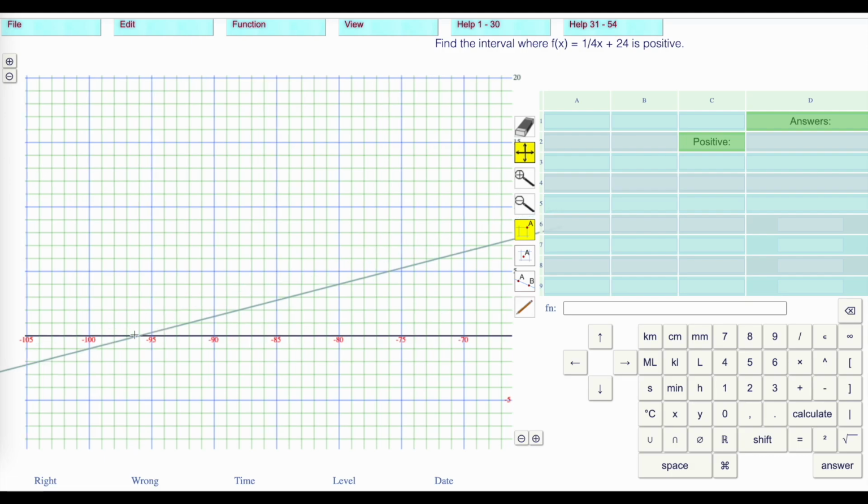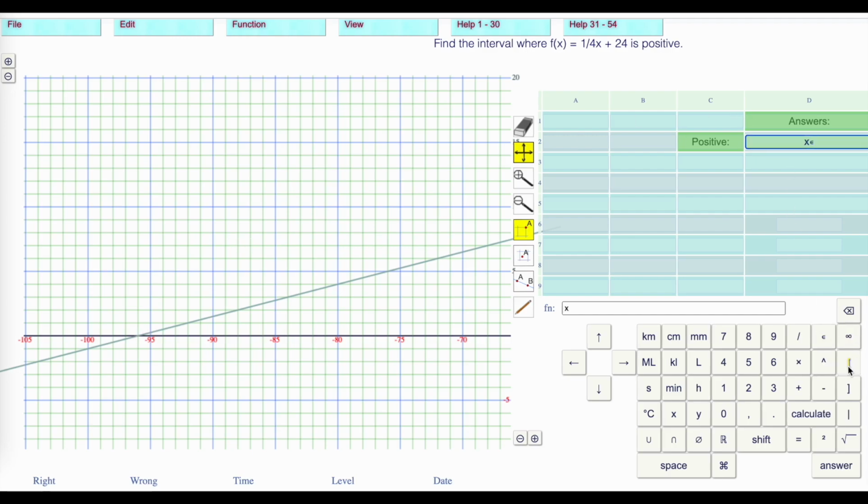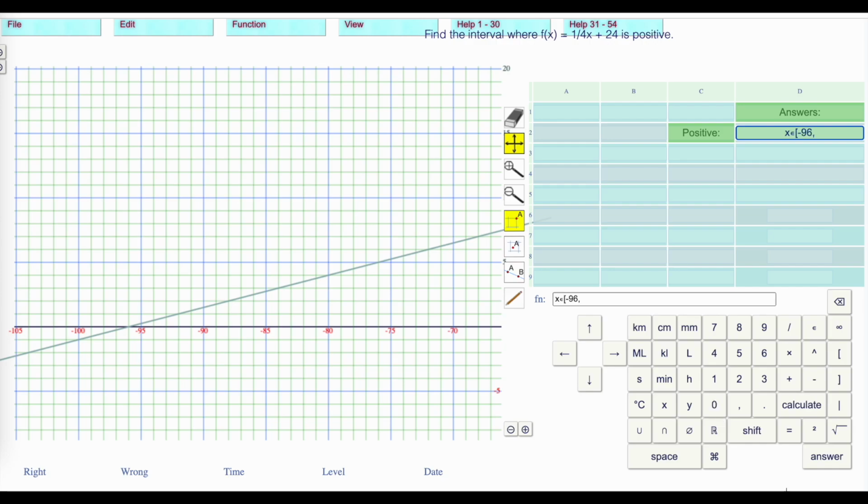We need to find the 0. We can set the y to 0 and solve it algebraically, which gives us negative 24 is equal to 1/4 x. Multiply both sides by 4, negative 96. It is positive from negative 96 to infinity, when x is a member of negative 96 to infinity. And remember, infinity gets a rejecto bracket because it's not a number. You can never reach it. Then I'm going to press answer to see if I'm right.